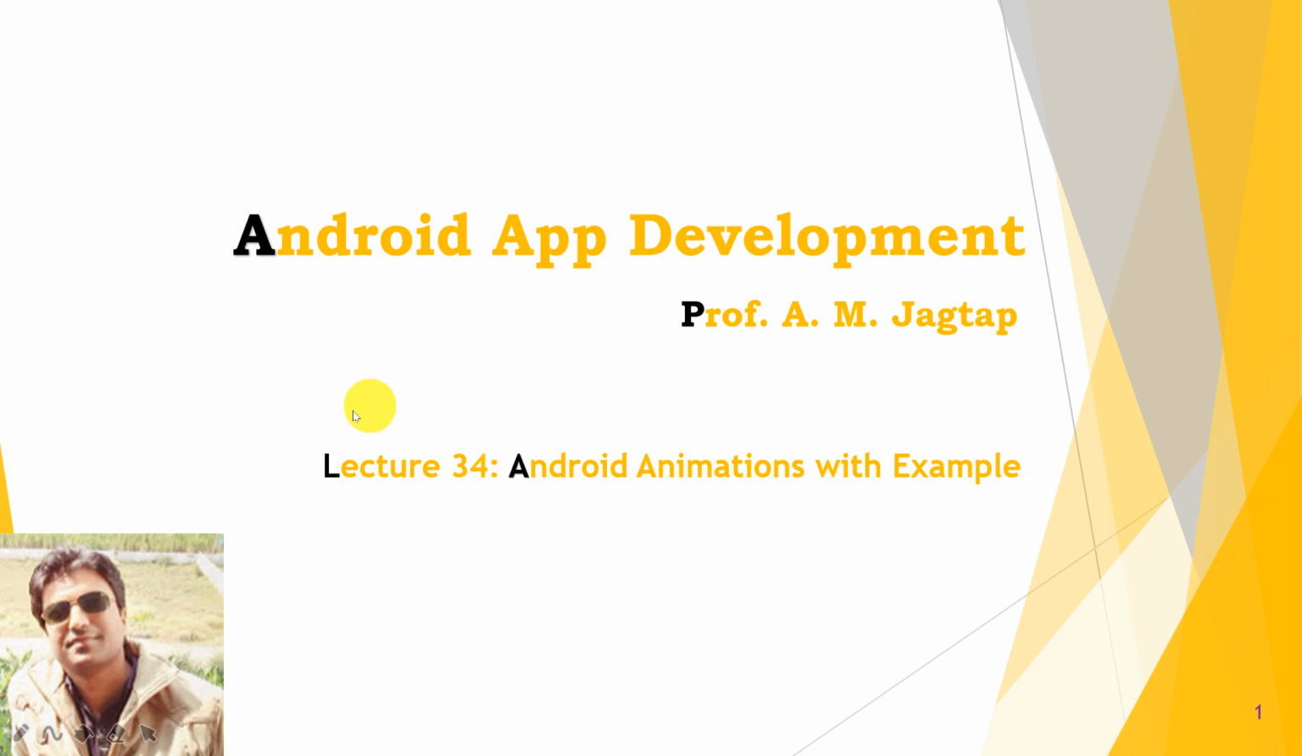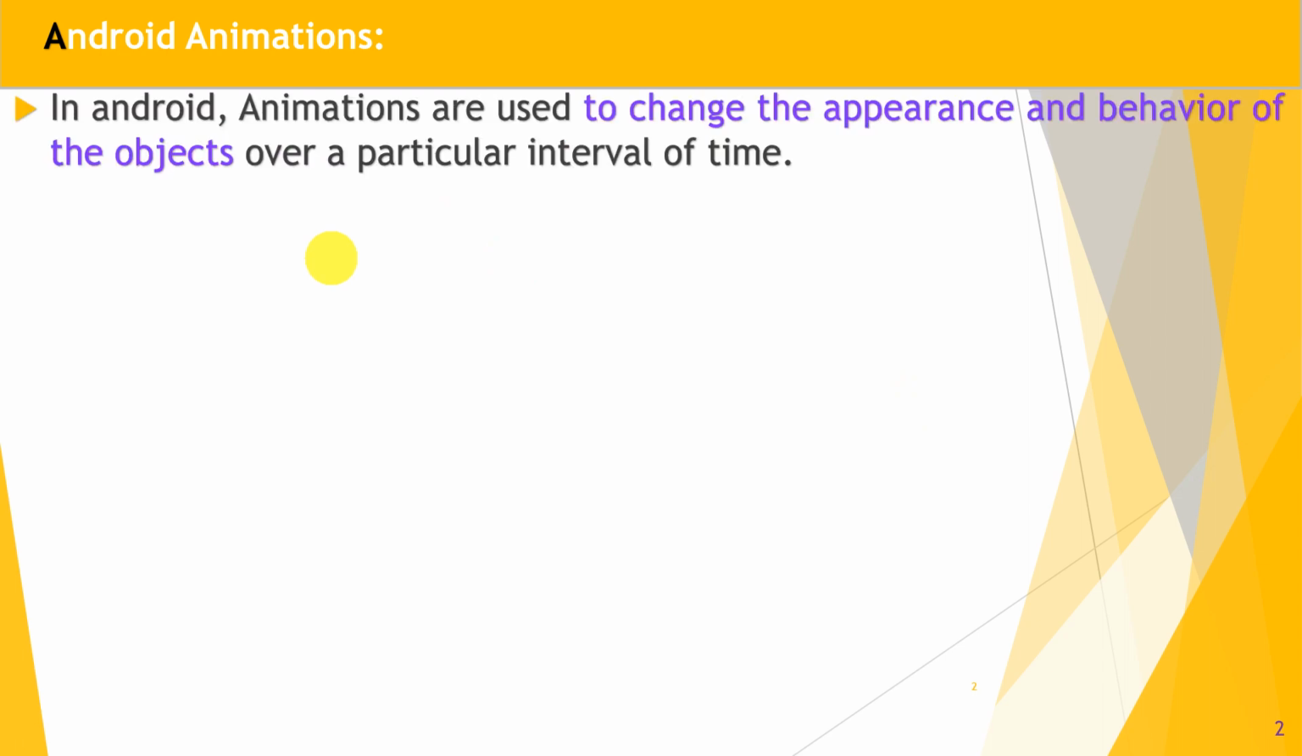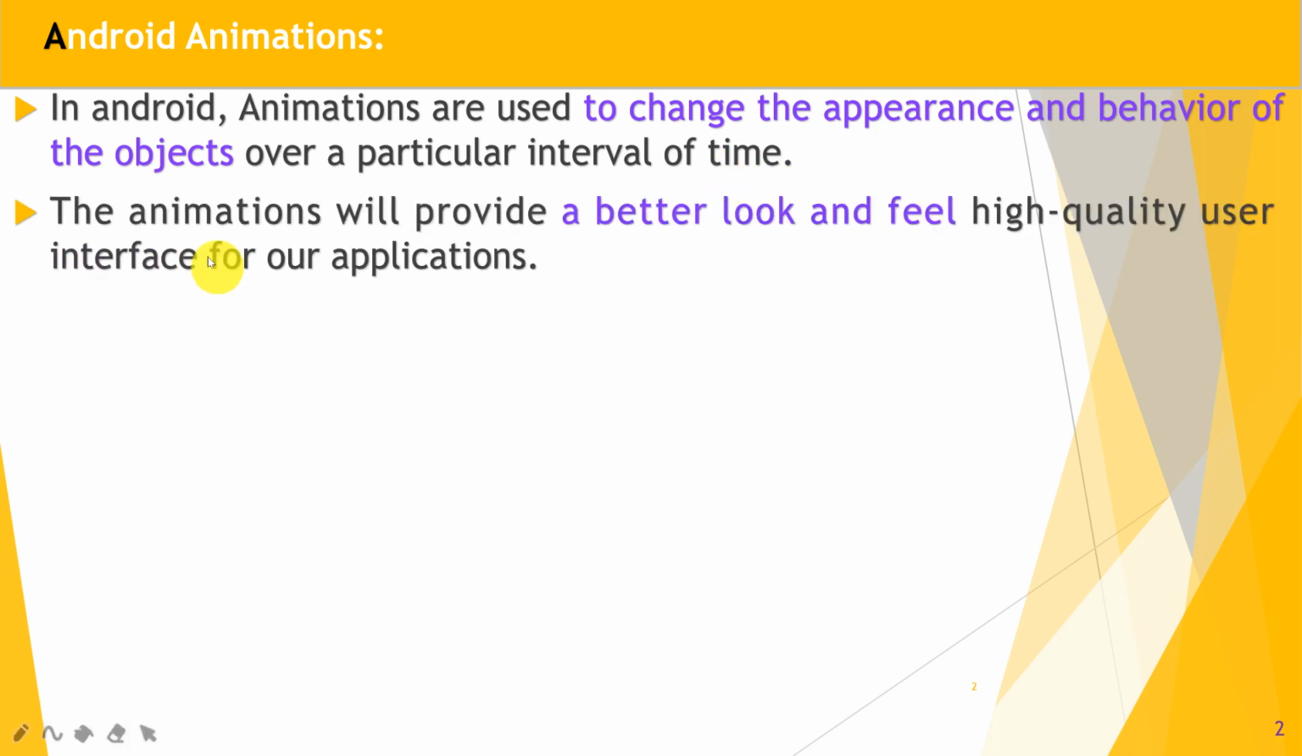Today we are going to study Android animations with example. So let's begin with Android animation. In Android, animations are used to change the appearance and behavior of the objects over a particular interval of time. The animations will provide a better look and feel, a high quality user interface for our applications.